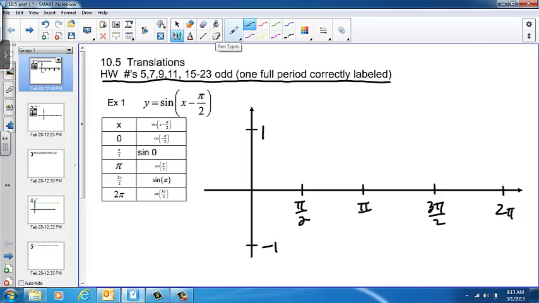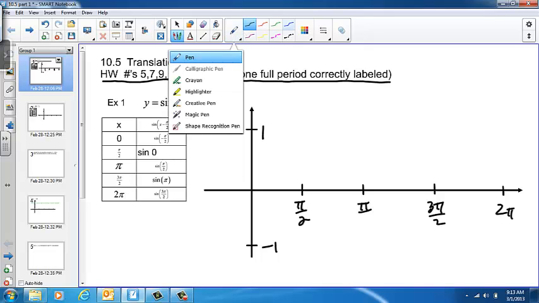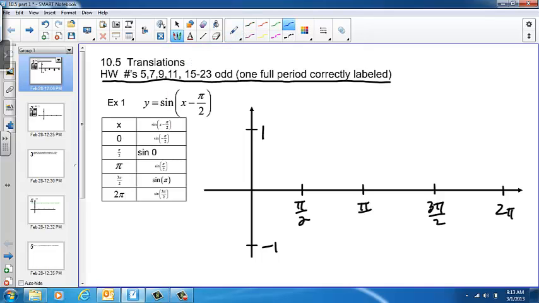So let me start by graphing the sine function in blue. And by this point, you know what the sine function looks like. That's going to look like this.